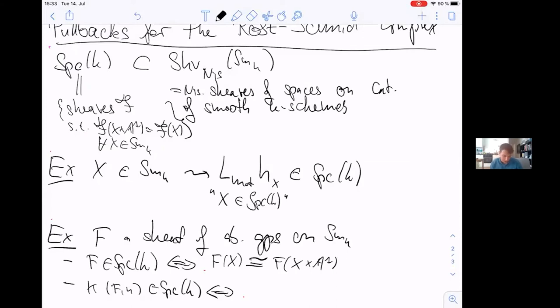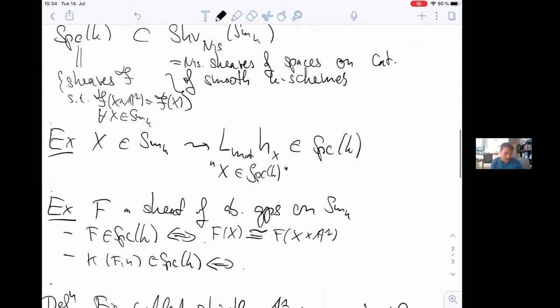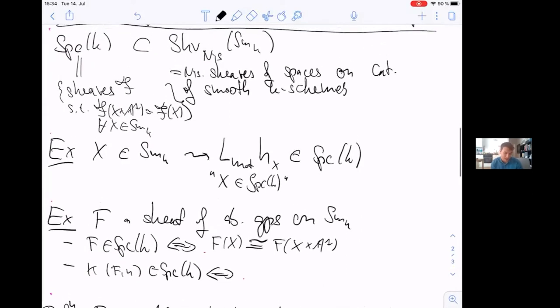So this maybe was not very exciting. What else can you do with abelian groups? Well, you can look at their Eilenberg-MacLane spaces, or in this case, the Eilenberg-MacLane sheaf K(F, n). This is going to define some sheaf of spaces by definition. Then I can ask again, does it live in this category of motivic spaces? You need this homotopy invariance property. What does it mean to evaluate some Eilenberg-MacLane sheaf on a smooth variety? You get some space, the homotopy groups of which are the cohomology groups.